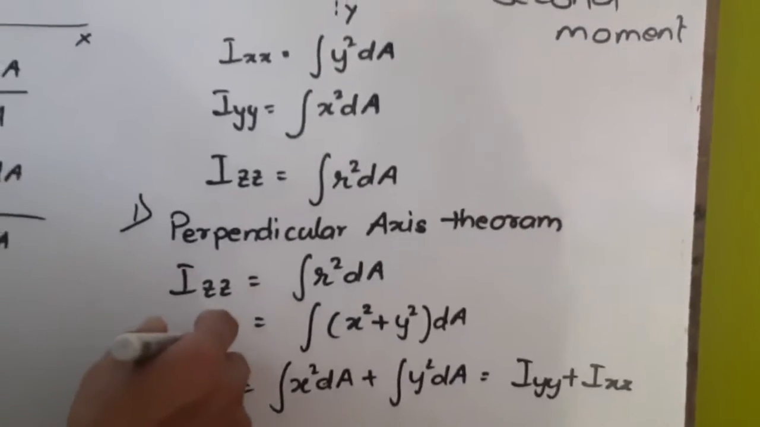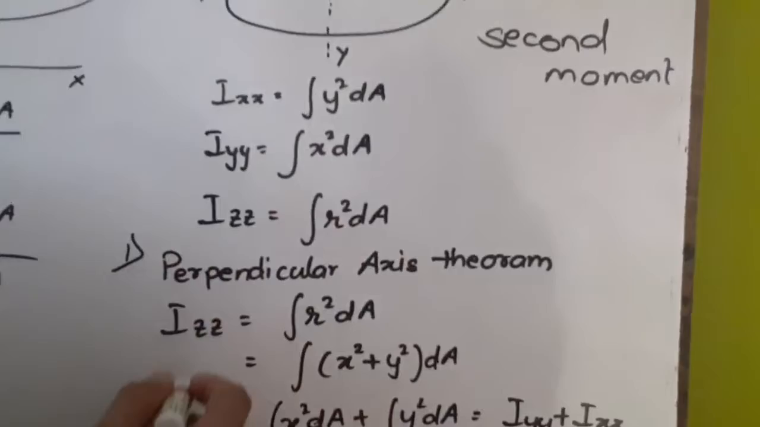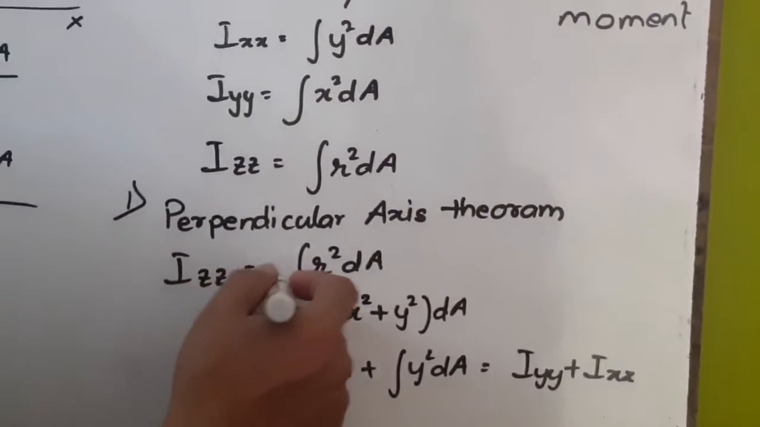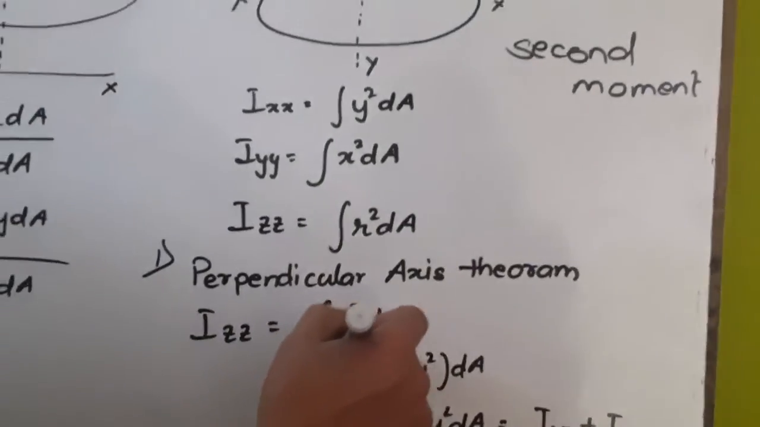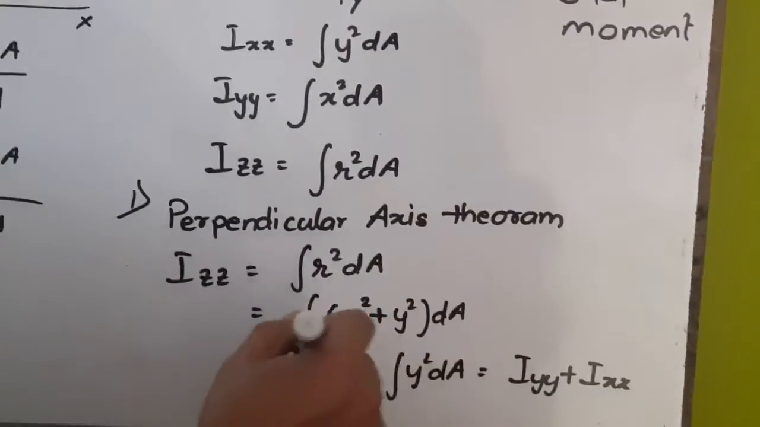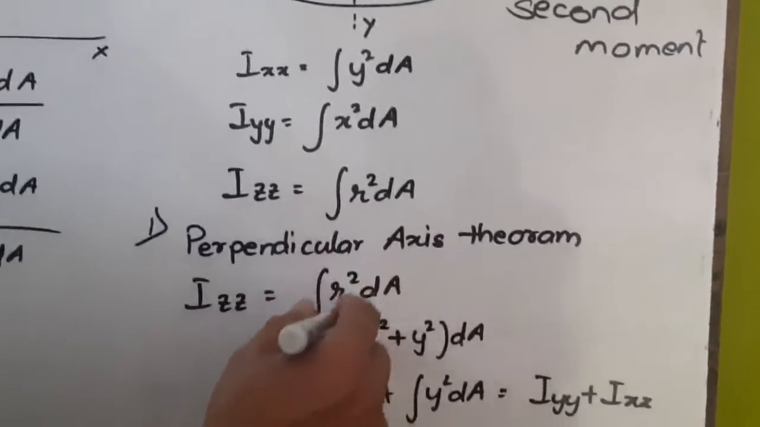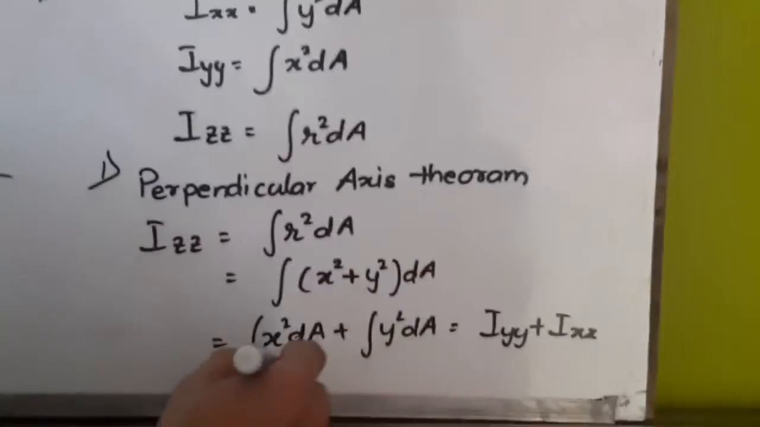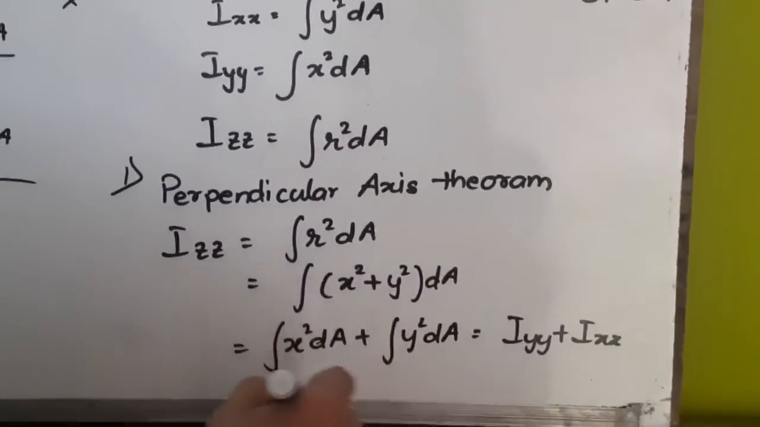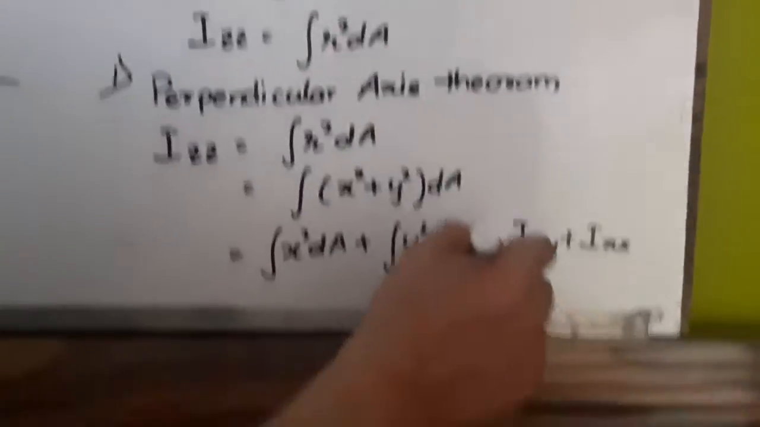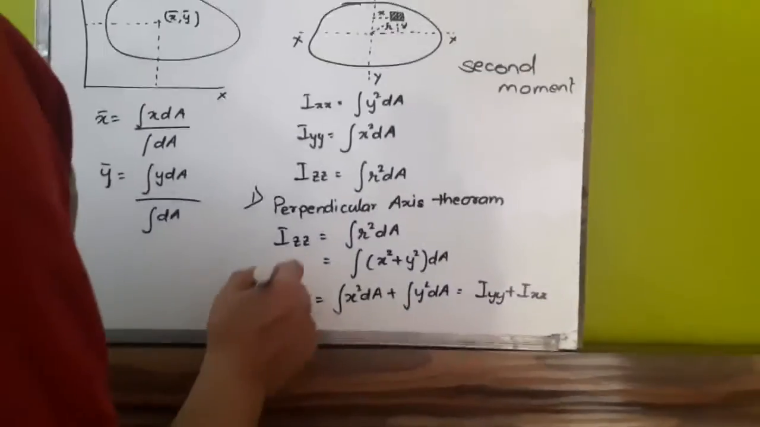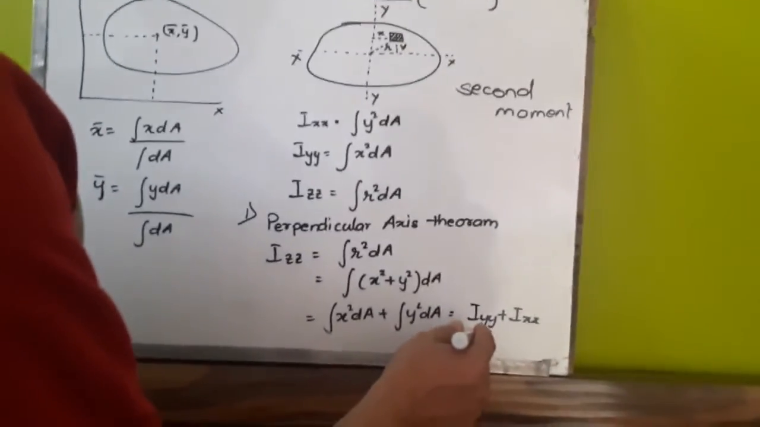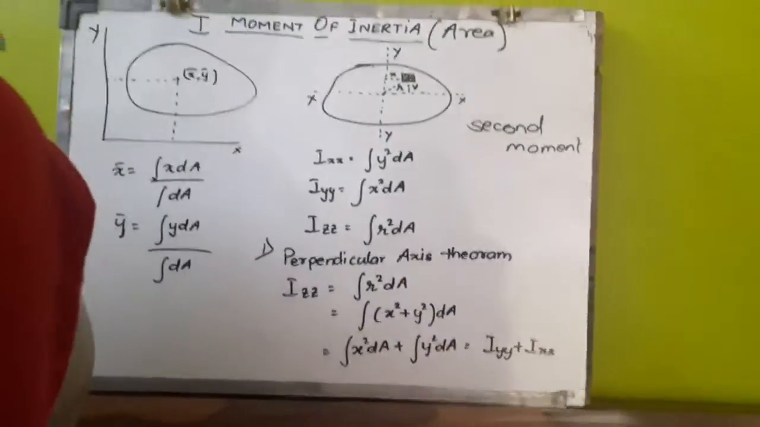So Izz can be represented as integral r square dA. Now r, theta is polar coordinates. Changing it into Cartesian coordinates, r square can be represented as x square plus y square, into dA. If you open the integrals, it becomes integral x square dA plus integral y square dA. Now x square dA gives Iyy, y square dA gives Ixx. So it can be proved that Izz is equal to the sum of the moments of inertia about the x-x and y-y axes.